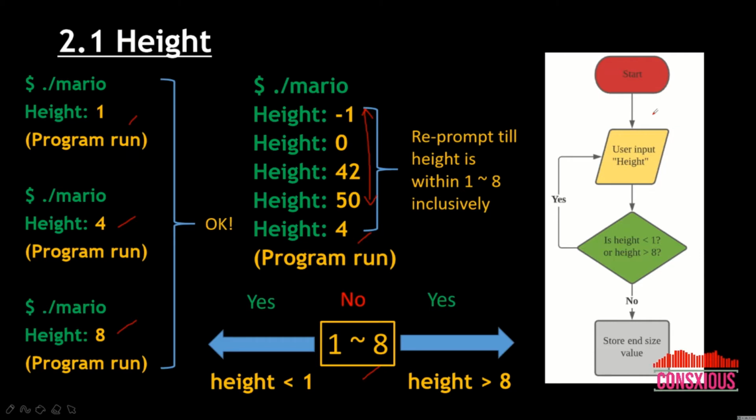The program will start, and the user inputs some value for the height. The program will do a check here. If the height is less than 1, for example -1, then -1 is less than 1, yes, you reprompt again. 0 is less than 1, reprompt again. 50? The second condition is whether the height is more than 8. 50 is more than 8, so we reprompt again. You notice there are patterns here.